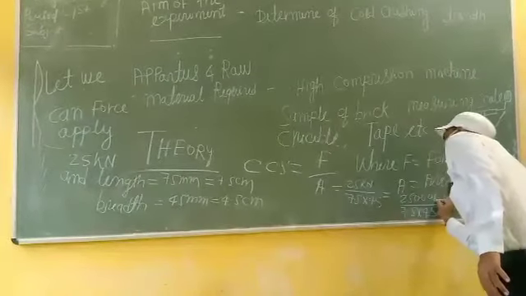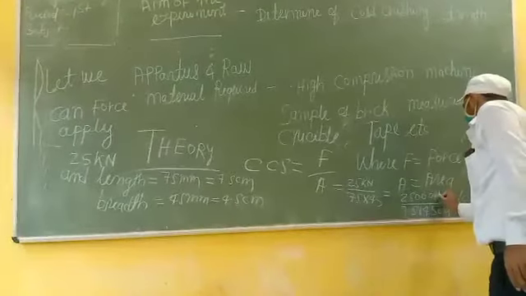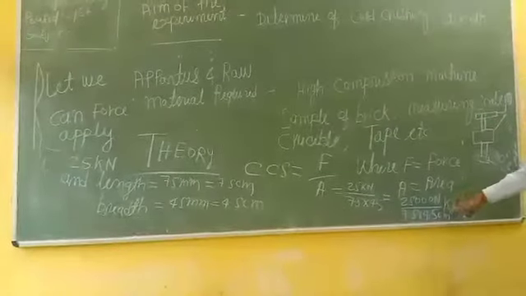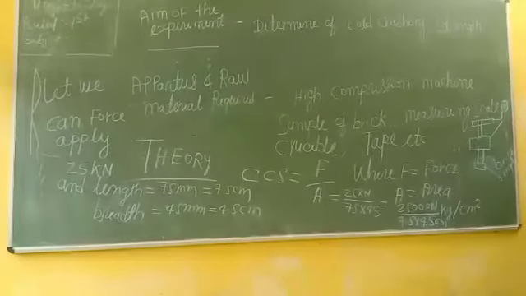Kilogram. 2500 newton, 2500 newton divided by 7.5 into 4.5.